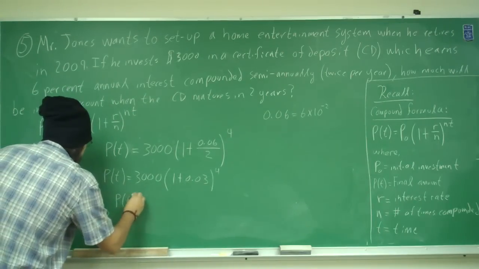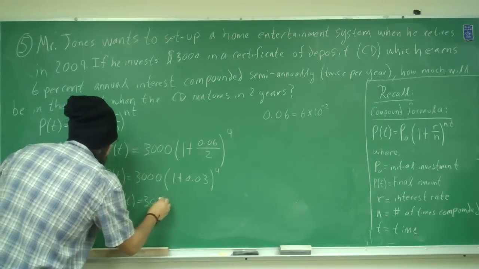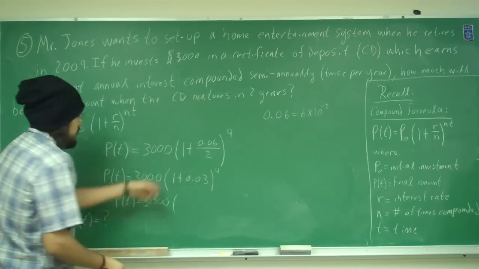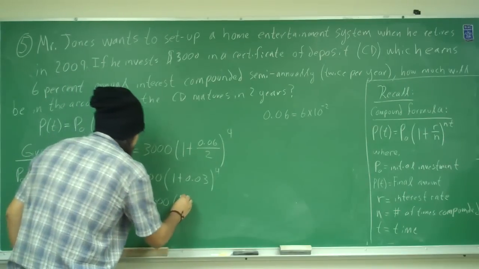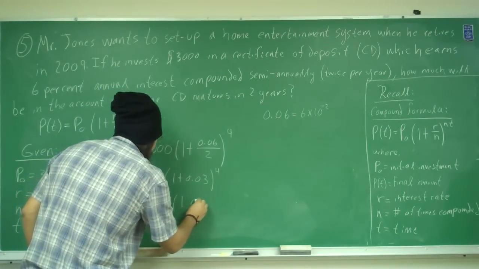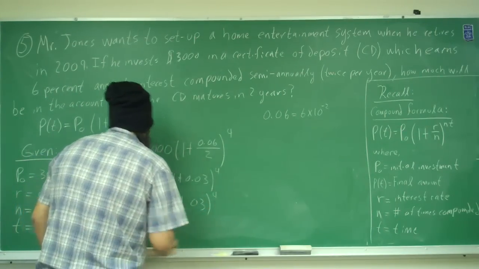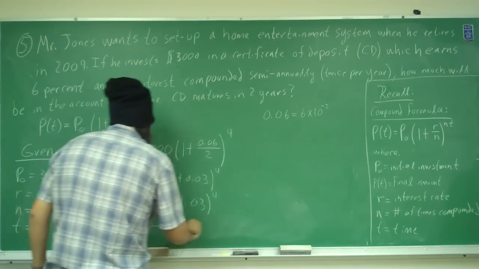We simplify this even more. We get 3,000 times (1 plus 0.03), that's 1.03, to the 4th power. And that is your final answer.